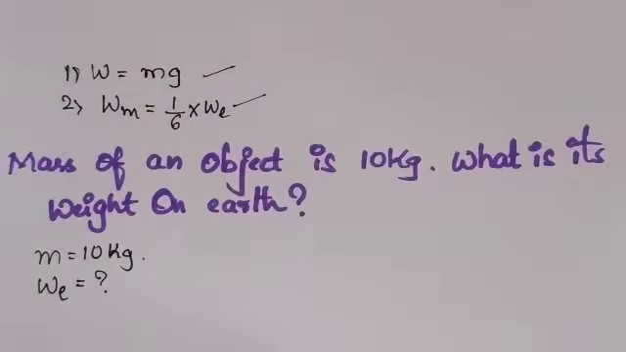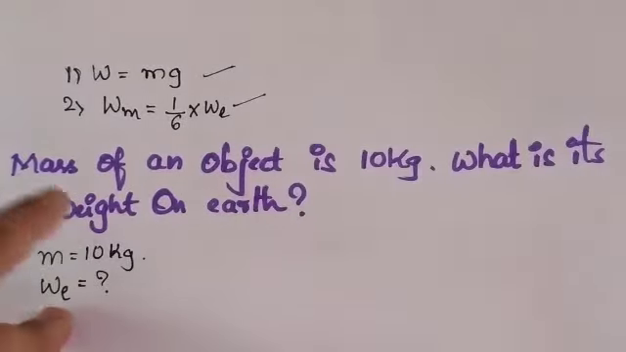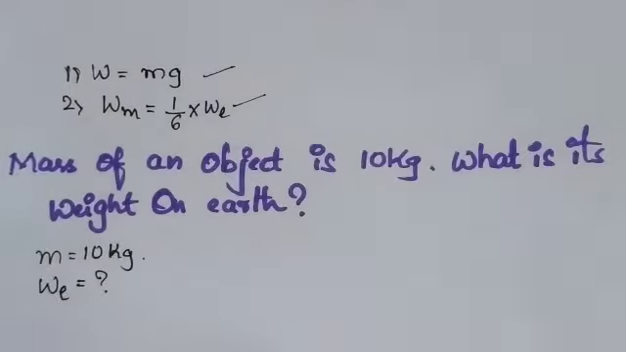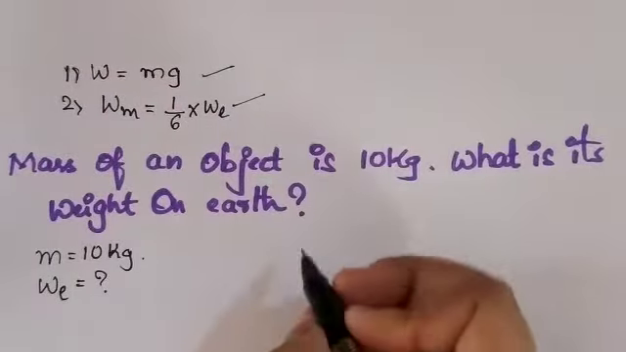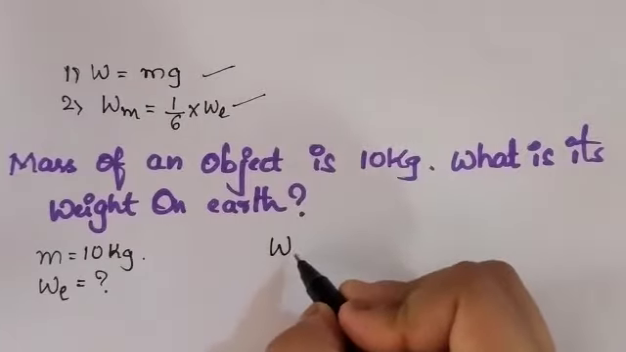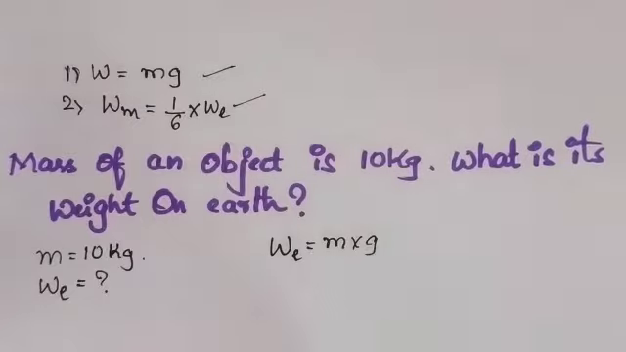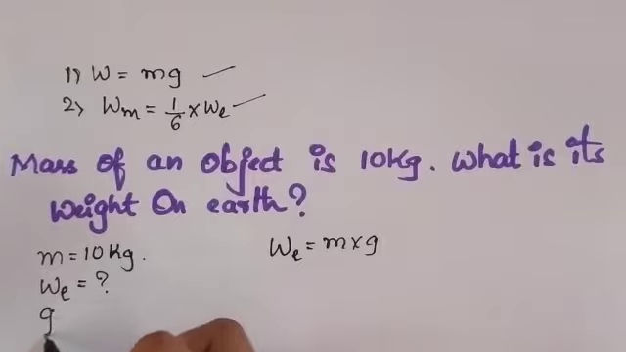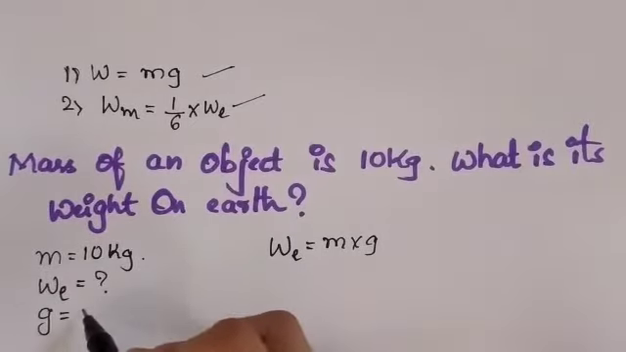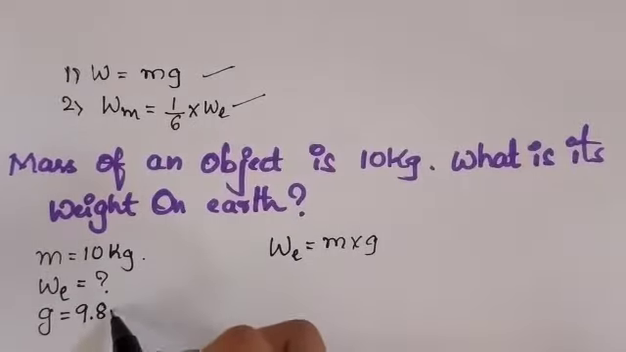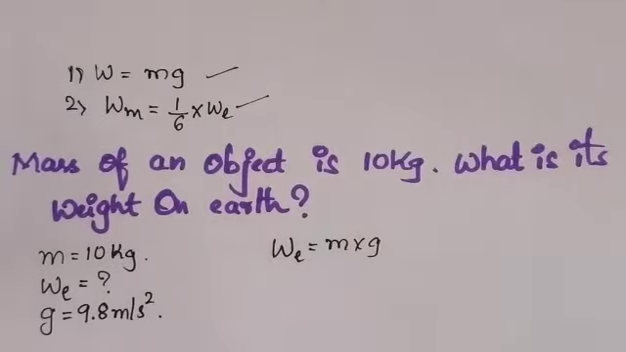If they have asked what is the weight on the moon, then first you are going to find the weight of the object on earth, then you are going to find the weight of the object on the moon. Since here only one term is asked, that is weight on the earth, we are going to use the formula W = m × g, that is mass into acceleration due to gravity. The acceleration due to gravity is 9.8 meter per second square. This is the value of acceleration due to gravity.